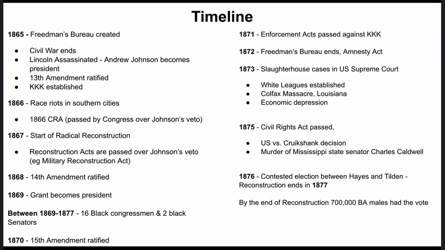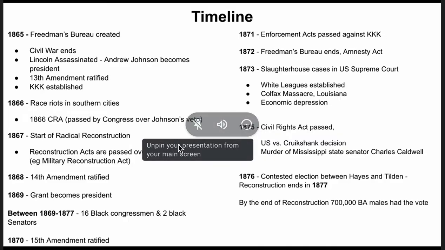In 1875, the Civil Rights Act is passed, which forbids segregation in public places, and that happens to be overturned later in the century. And then 1876 is the U.S. versus Cruikshank decision. Again, it's about states' rights and hindering the federal government's ability to impose legislation on the southern states.